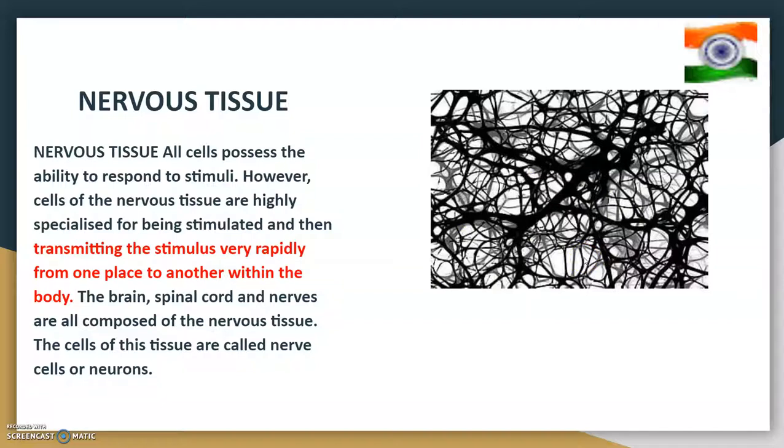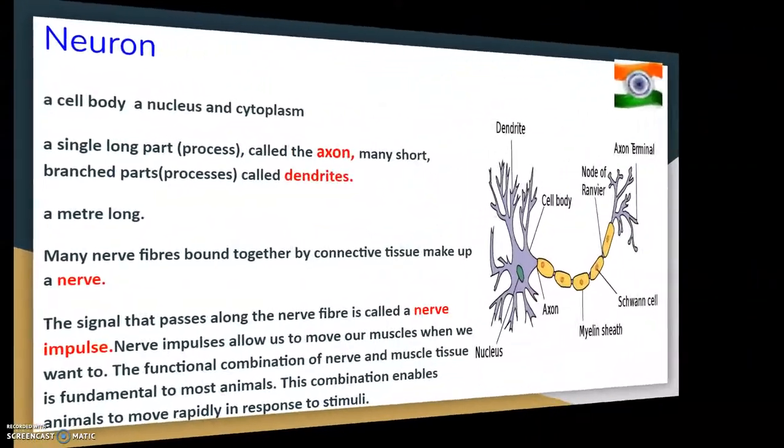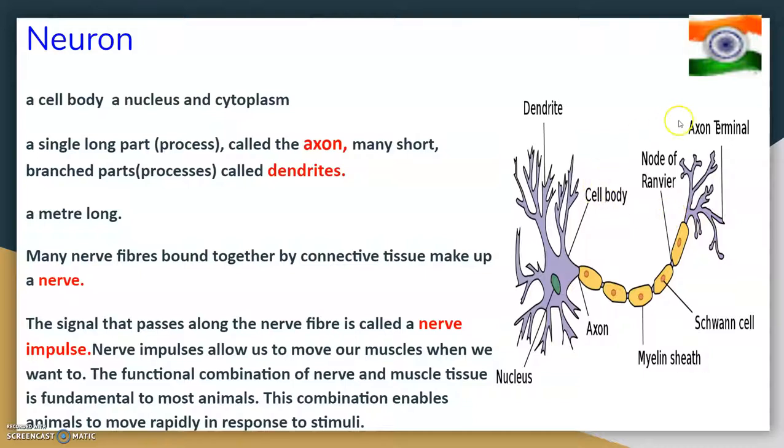A neuron consists of a cell body. You have studied in 8th class the structure of a neuron. A neuron consists of a cell body with the nucleus and the cytoplasm, from which long hair-like parts arise. Usually each neuron has a single long process called the axon, and many short branched processes called dendrites. An individual nerve cell may be up to a meter long.